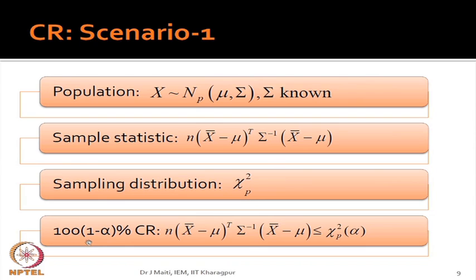And what is your 100 times (1 minus alpha) percent confidence region? This quantity will be less than or equal to chi-square p alpha, and the probability that this quantity is less than or equal to chi-square p alpha is 1 minus alpha. Okay.